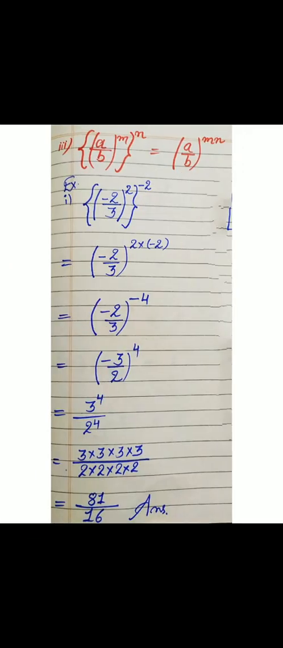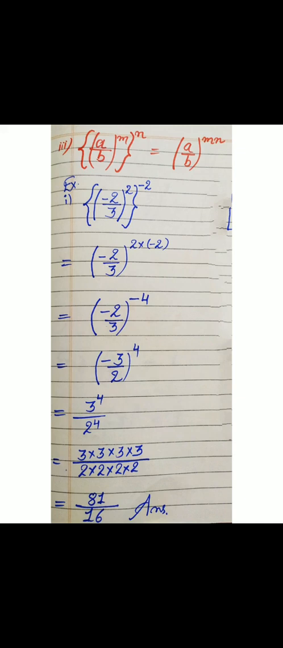Now the next law is the power of power. As you see, there is a rational number a upon b with whole power m, and again it has whole power n. So these powers are multiplied. It will be (a/b) to the whole power m into n. As the example, as you see, it is (-2/3) to the whole power 2.